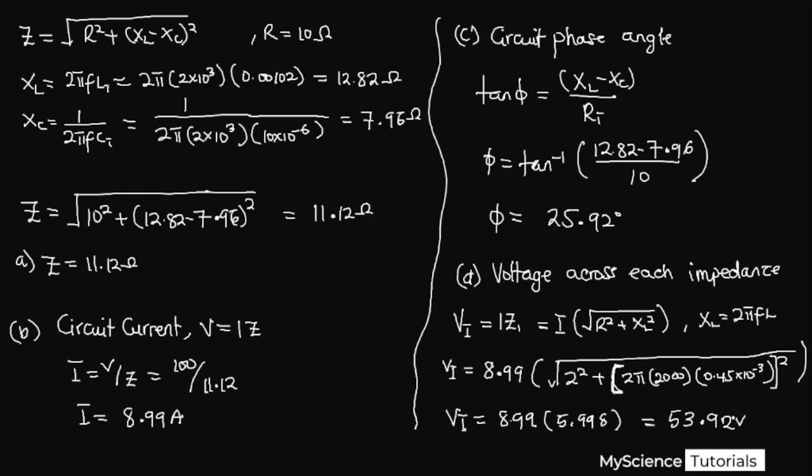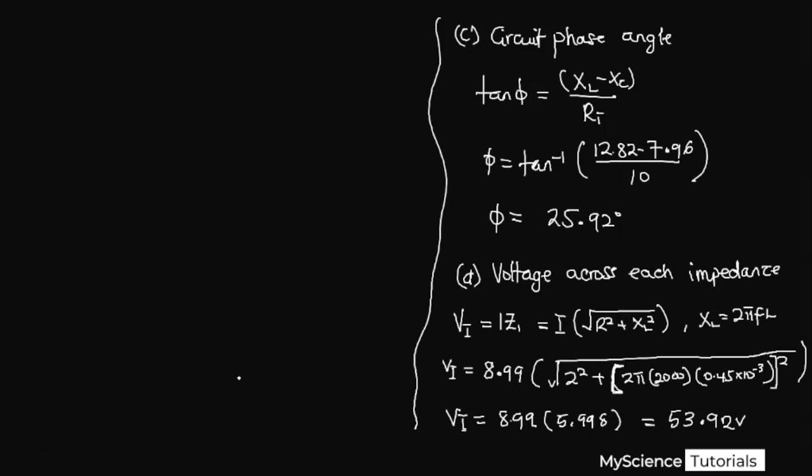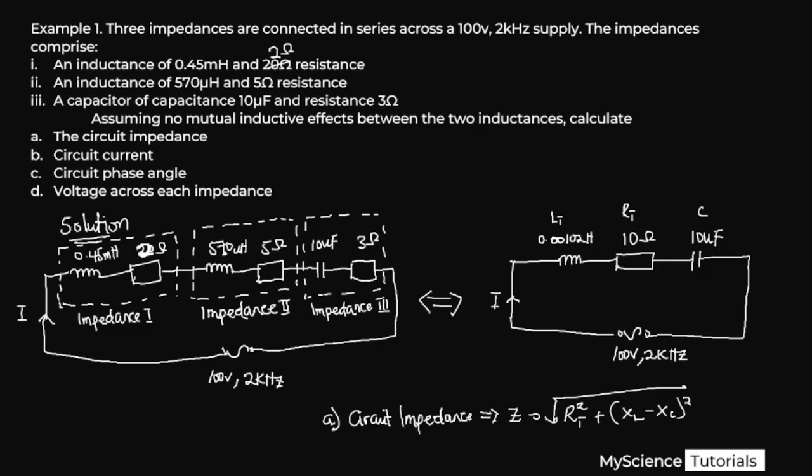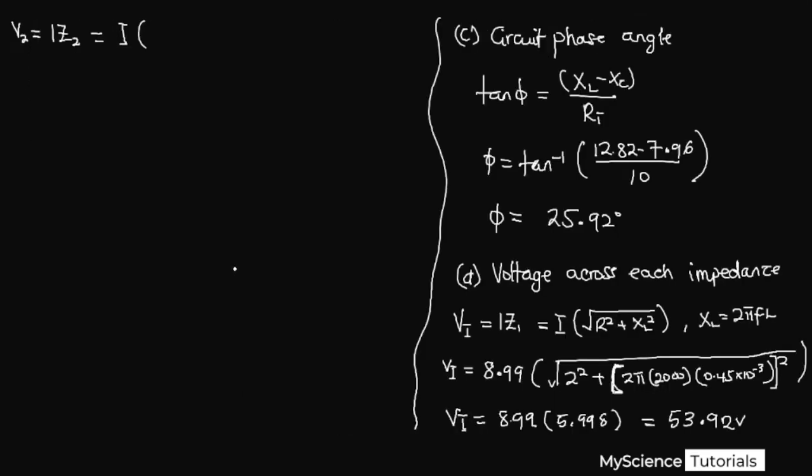Now let's look at the voltage across the second impedance. So the voltage across the second impedance, let me use V2, will be I Z2. This will be equal to I, which is the current, times Z, our impedance. If we look at the second impedance, we have an inductor and a resistor just like the first one. So the formula is going to be the same. We'll have the root of R squared plus XL squared.